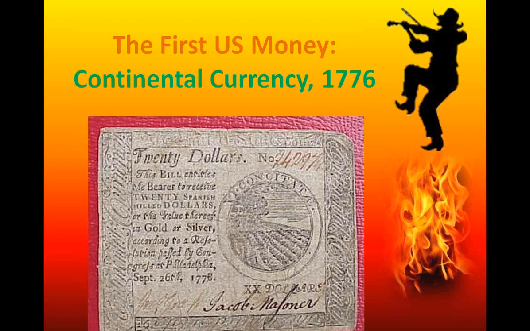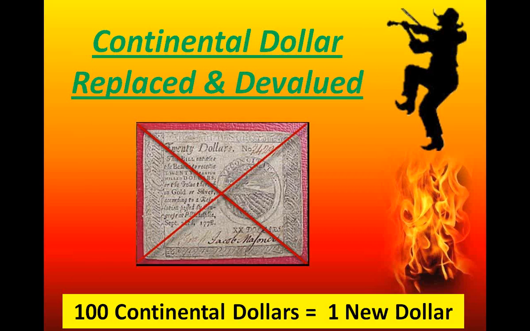Here's a paper version of the continental currency, and it even states in it that the bill entitles the bearer to receive $20 in gold or silver as redemption from this certificate of continental currency. Nonetheless, the continental dollar was replaced and devalued, and 100 continental dollars now equaled one new dollar.